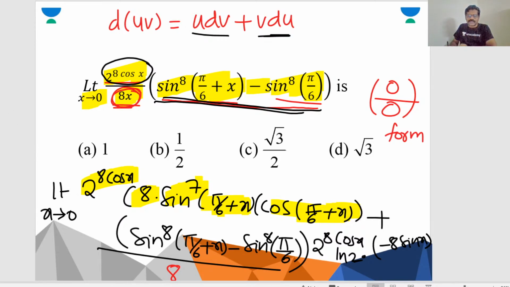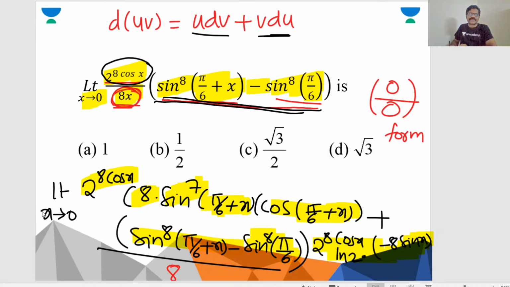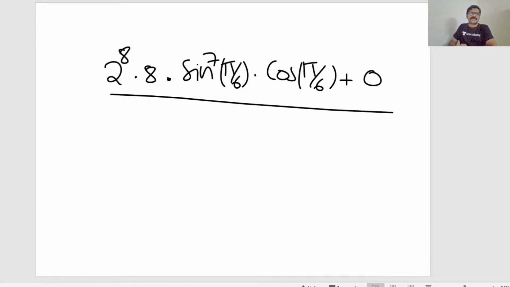Yeah, when you come to the other term, sine power 8 pi by 6 minus sine power 8 pi by 6 is going to become 0. So 0 multiplied with the remaining term, you will get 0. So the remaining terms in the numerator become 0, but the denominator is 8. You have denominator 8, right? Now you can cancel 8 and 8.